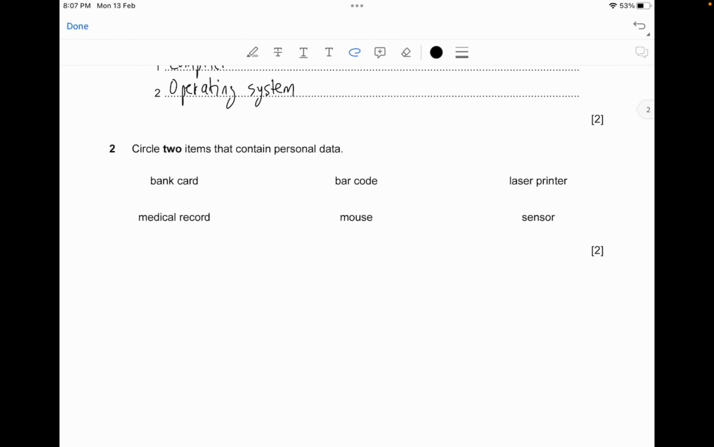The second question is the circling question. Circle 2 items that contain personal data. What you have to identify here is a bank card. That's personal data. And you can see that there's a medical record. That also consists of personal data in this case.